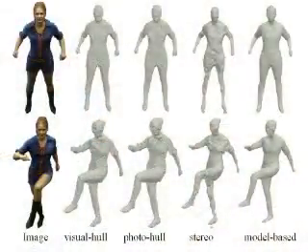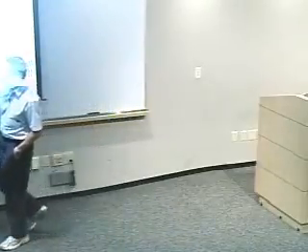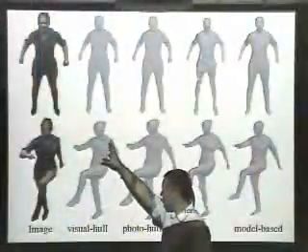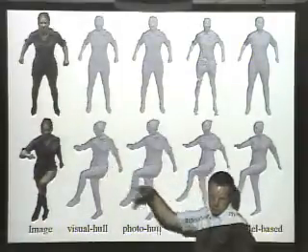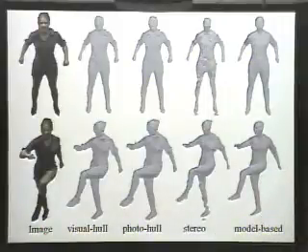Now, this is a comparison of what the different techniques from computer vision give you. We've got the original images over here. These are visual hull reconstructions, where you're just intersecting silhouettes. You can see that you get quite a blocky reconstruction. You don't get the concavities in the surface.